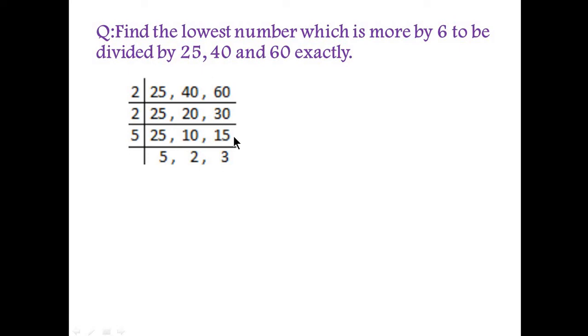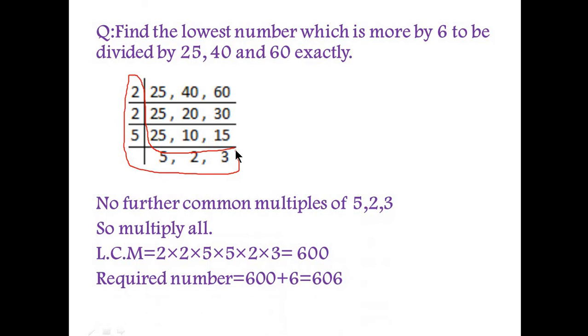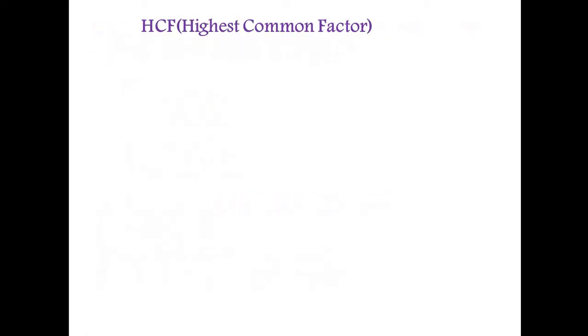So now 25, 10 and 15 have the common factor 5. 5 fives are 25, 5 twos are 10, and 5 threes are 15. Further, these do not have any kind of common factor, that's why we are going to multiply all these. So you have to multiply 2 cross 5 cross 5 cross 2 cross 3. So overall we take the product and the answer is 600. After that, we are asked to find the lowest number which is more by 6. So 600 is the lowest number, and you have to add 6 to get the required number. So 600 plus 6, you get 606. That is the answer.